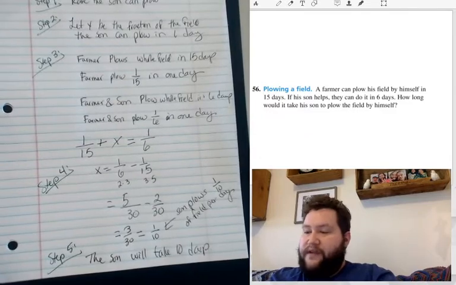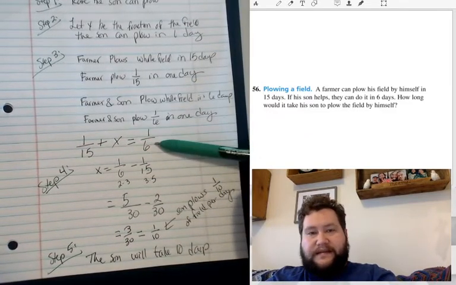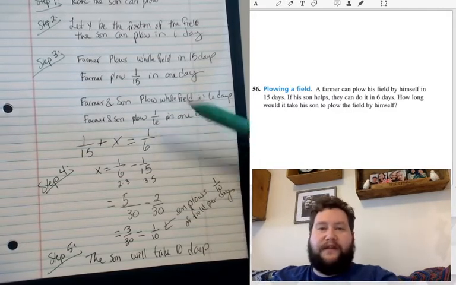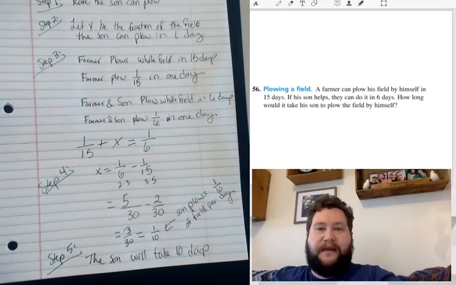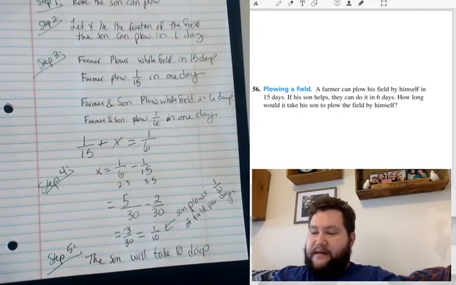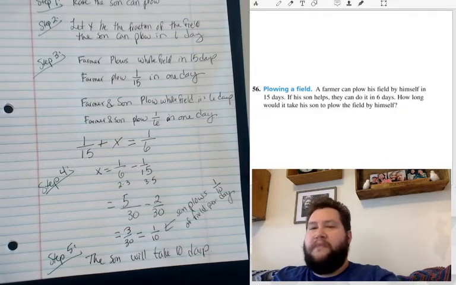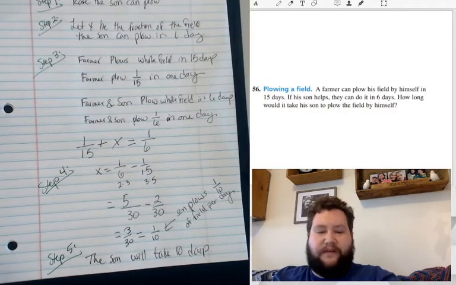Step 6 says check the answer in the original. Well, so we have 1/5 plus 1/10, and that should give us 1/6, and it does. But we can also look at the original question on the screen above me. It says, if the father can do it in 15, and the son can do it in 10, together they can do it in 6. And it's like, yeah, that seems reasonable.